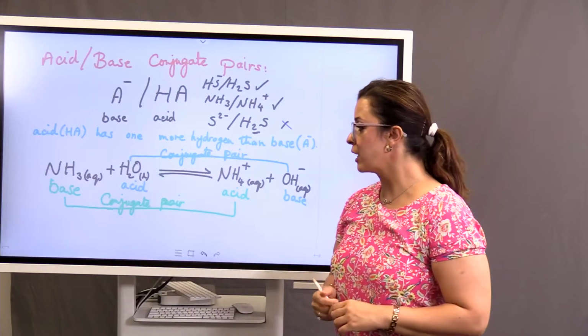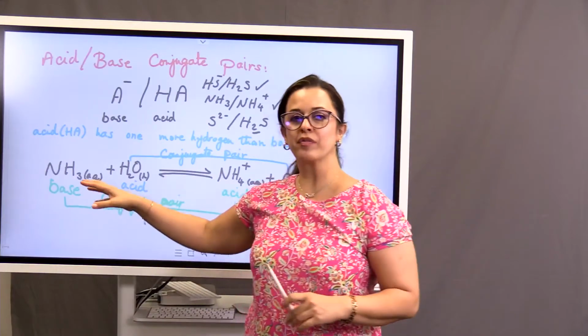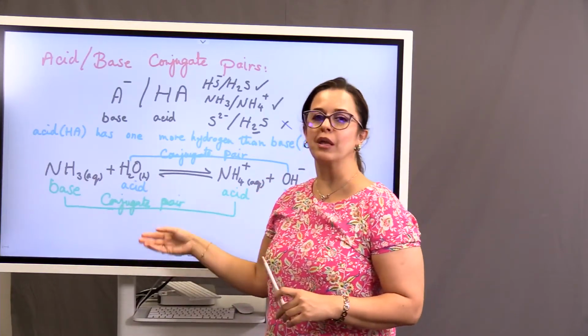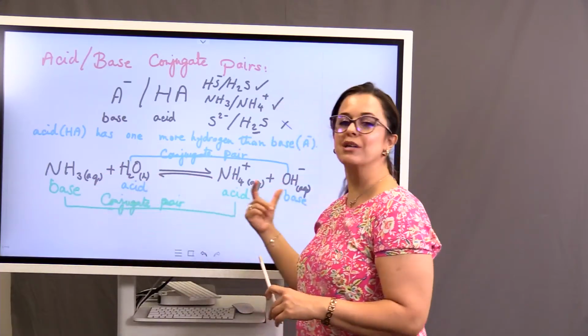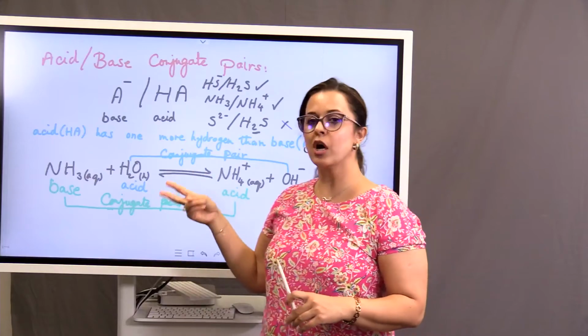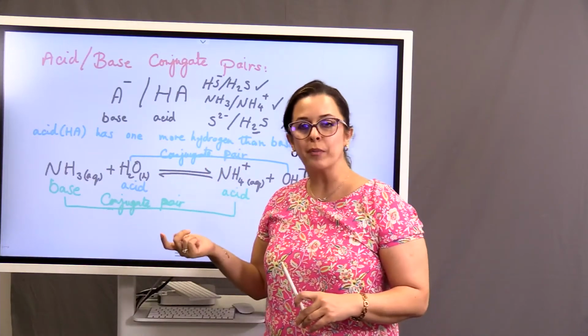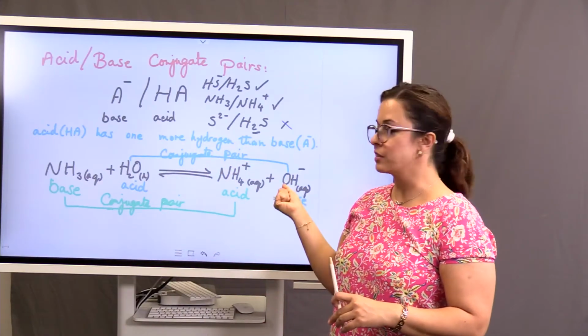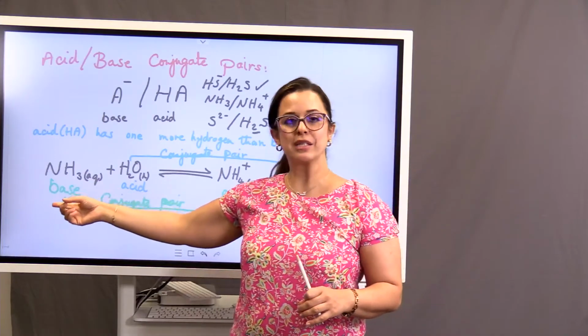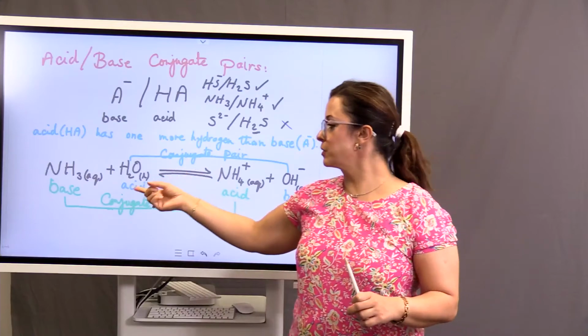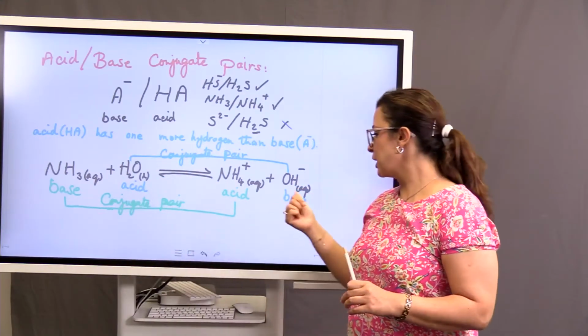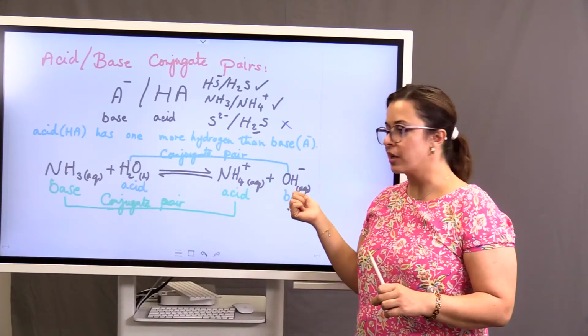Another point is that on one side, one of them is definitely acid, one of them is base. You cannot have 2 bases on one side and 2 acids on the other side. On each side, you must have 1 acid, 1 base, the same on the other side. The species which is base on one side is acid on the other side, and the species which is acid on one side is the base on the other side.